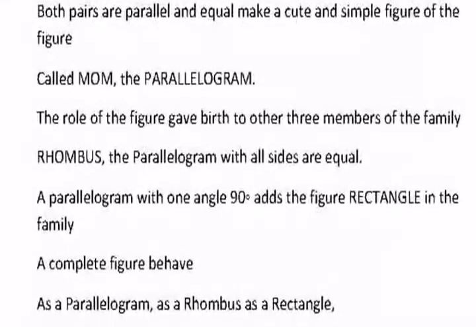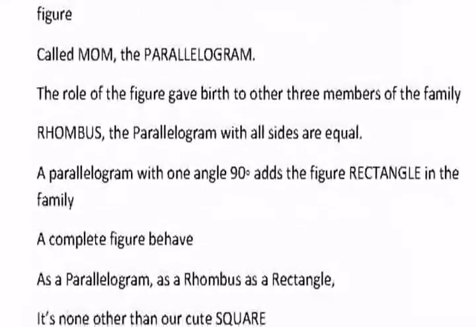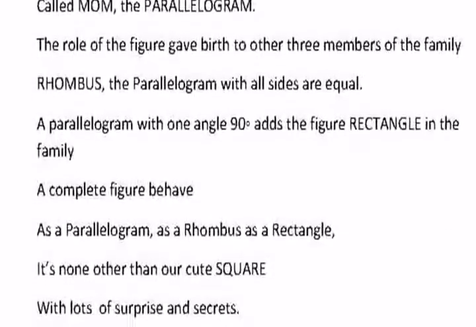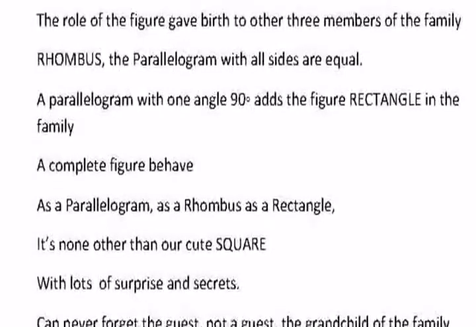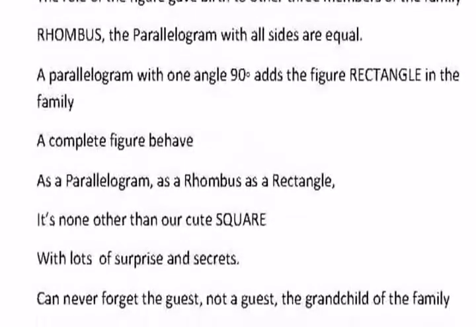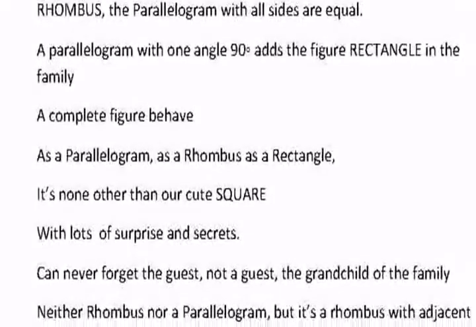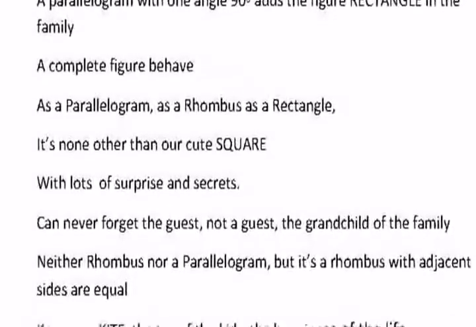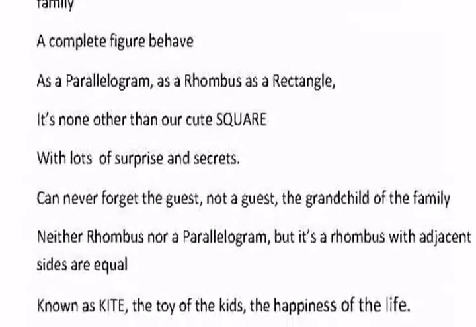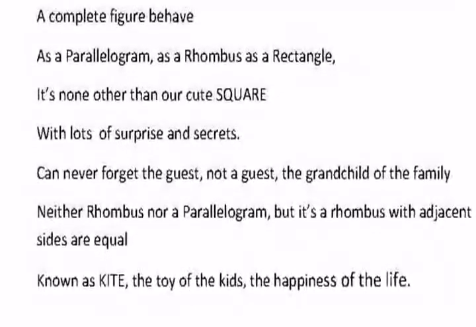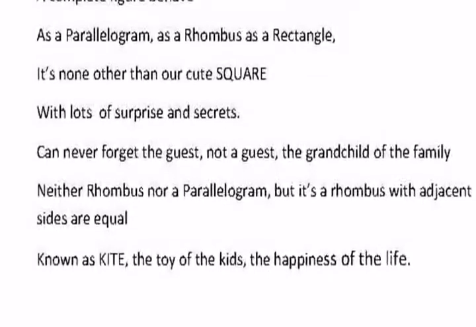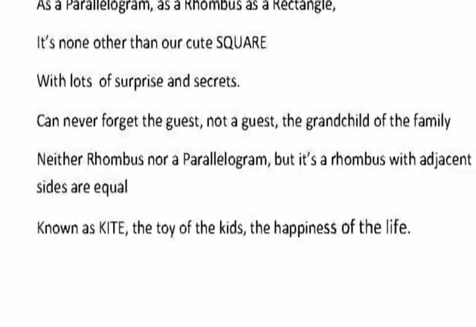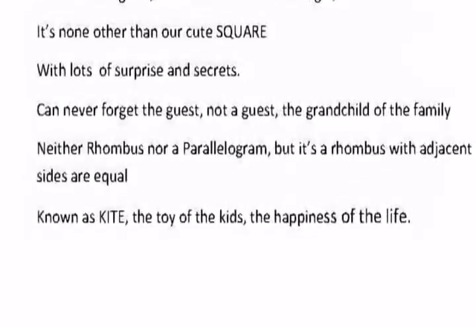And from the parallelogram we will get three other shapes, and one is the rhombus. A rhombus is a parallelogram with all sides equal. So here all sides are equal, we are getting a diamond shape, that is a rhombus. And here they can check the diagonals. The two diagonals are not equal, but they form perpendicular bisectors, and this is a rhombus.